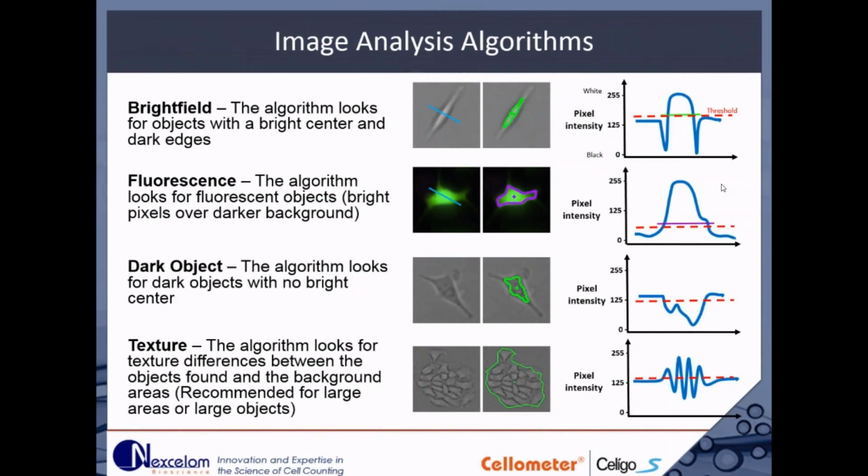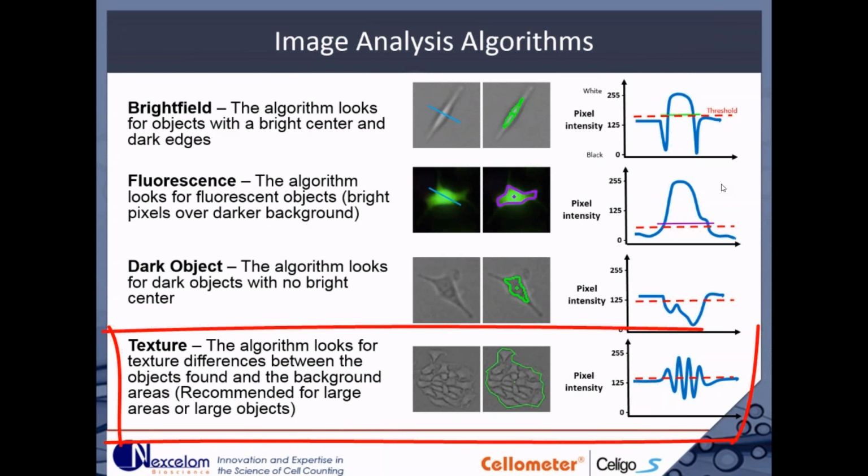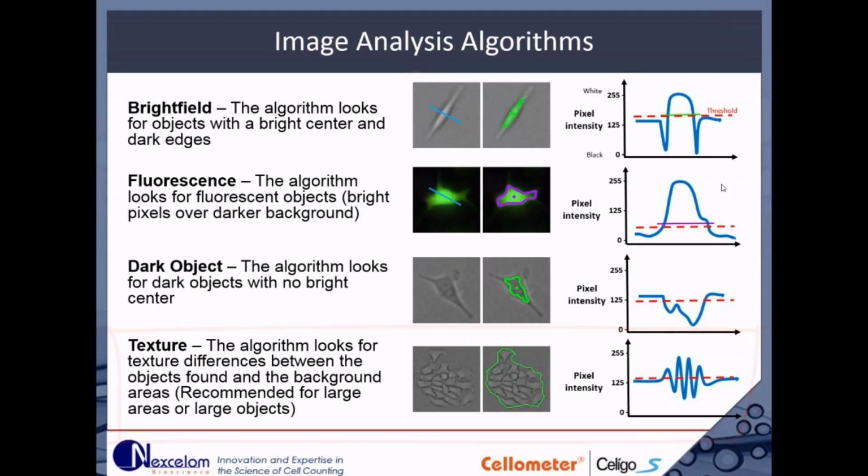So how are we picking these cells up on the image? At this point, we are focusing on the fourth algorithm on the bottom, which is the texture algorithm. We're looking at multiple pixel changes in a very localized area, and then it's drawing an outline around the group of clusters that are cells. So this is what we're going to be using today.